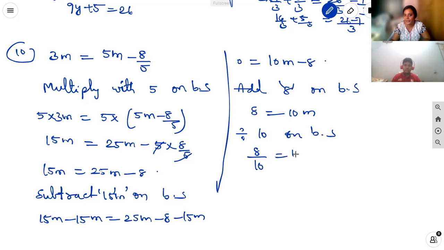8/10 = 10m/10. 10 ones are 10, 2 fours are 8, 2 fives are 10. So m = 4/5.